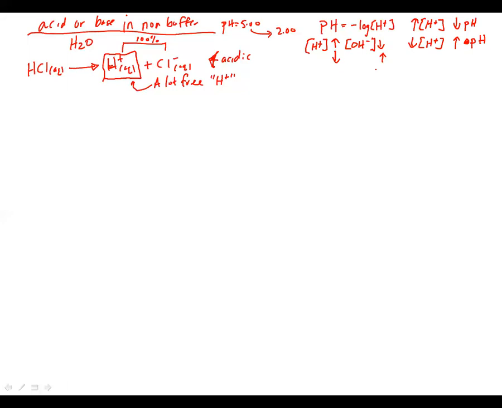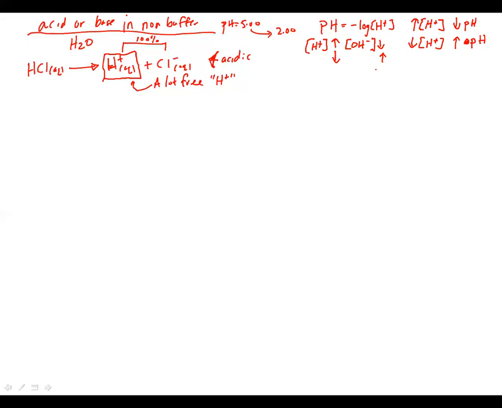So when we add hydrochloric acid to water, which is not a buffer, it's going to 100% dissociate. It's going to produce a bunch of free H+ really quickly. And thus we would expect a pretty good change in pH. Again, it may even go lower than 2, for example, and I just made up those numbers, but a pretty good jump there in terms of pH.